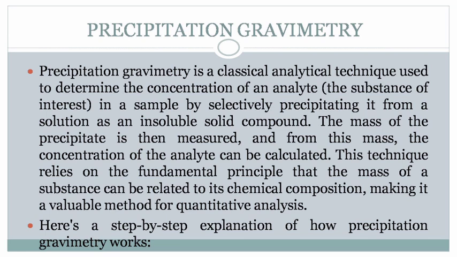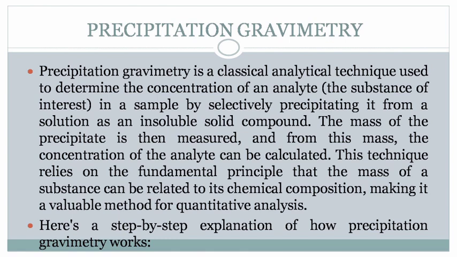Now, precipitation gravimetry. Precipitation gravimetry is a classical analytical technique used to determine the concentration of an analyte, the substance of interest, in a sample by selectively precipitating it from a solution as an insoluble solid compound. The mass of the precipitate is then measured, and from this mass, the concentration of the analyte can be calculated. This technique relies on the fundamental principle that the mass of a substance can be related to its chemical composition, making it a valuable method for quantitative analysis.